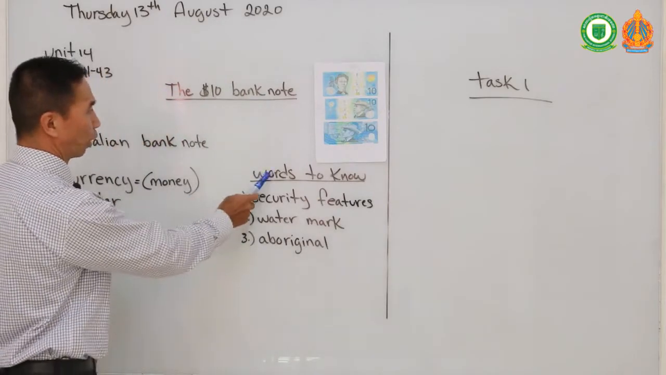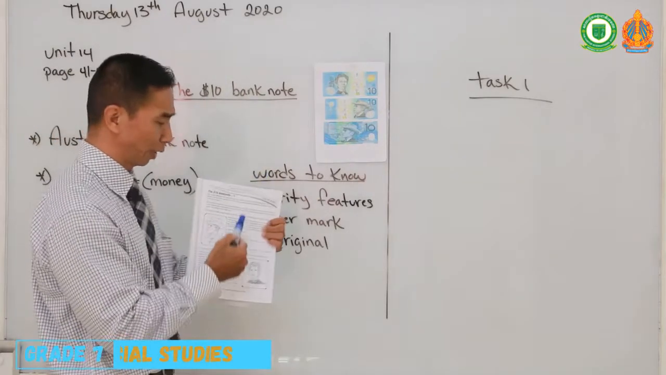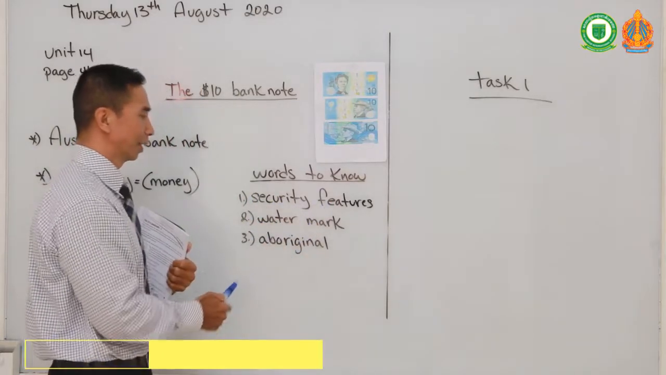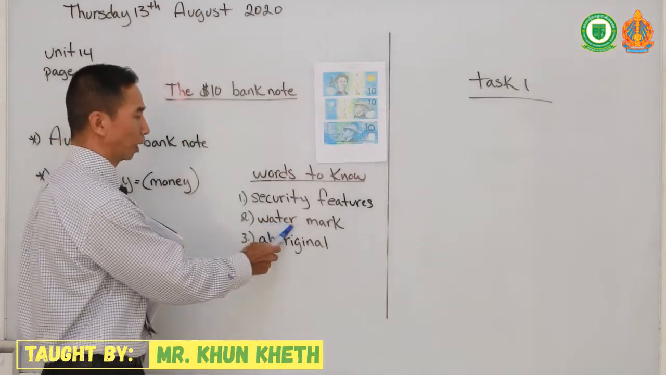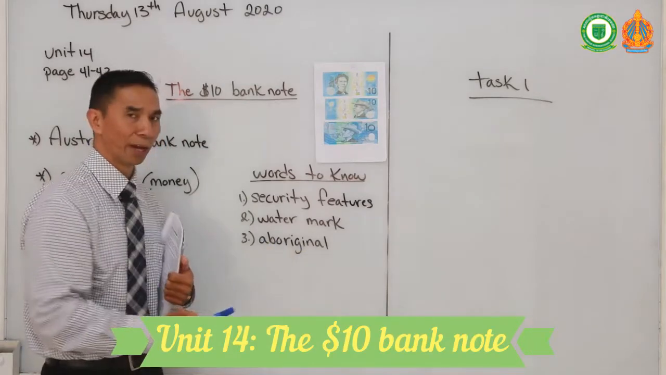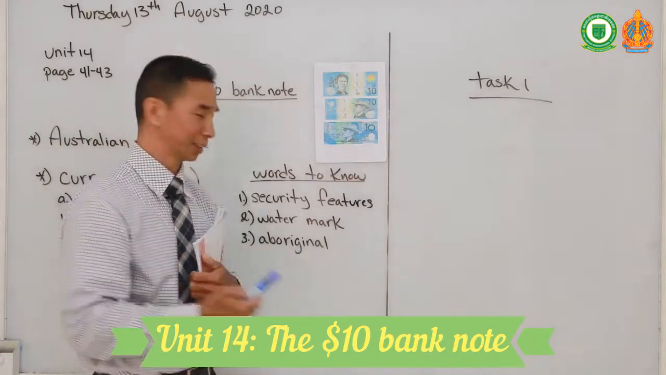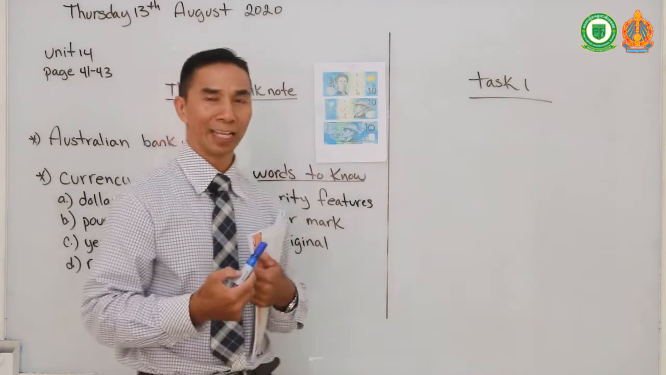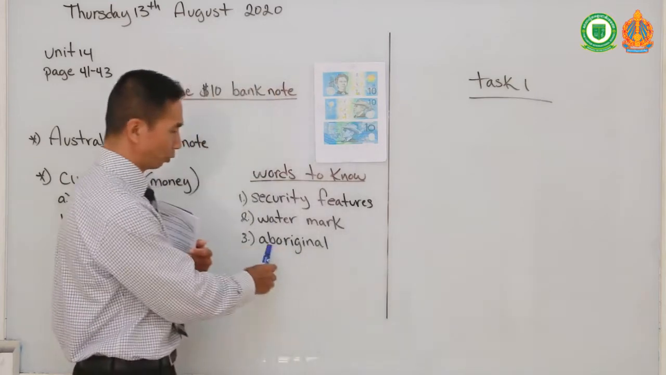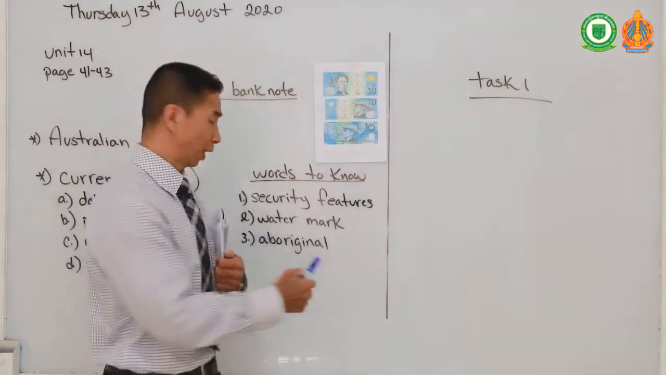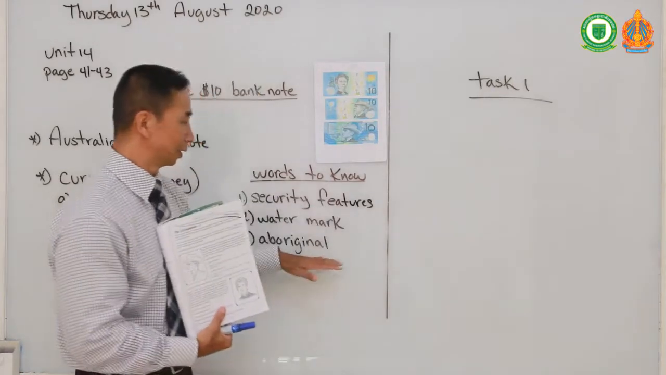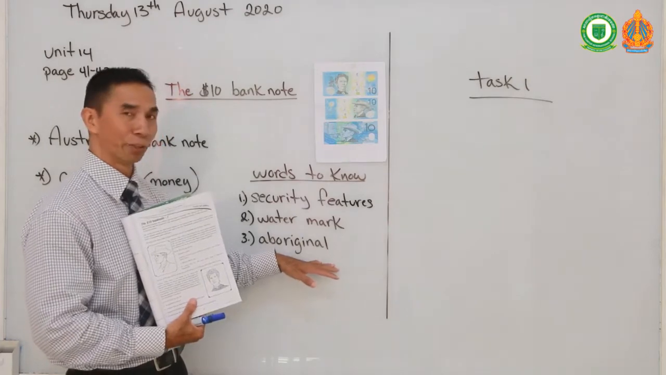Also, I listed here some words for you to know. These words will help you in your reading. The first word is security features. The second word is watermark. And the third word is aboriginal. Remember we talked about that during our gold mining expedition chapters, when we talked about gold mining in Australia? We also learned the word aboriginals. If you understand what aboriginals means, please post something up on our Telegram post telling me and your classmates what an aboriginal is.